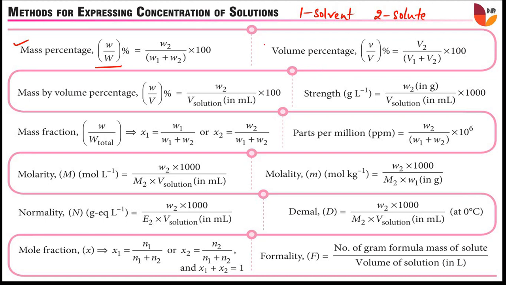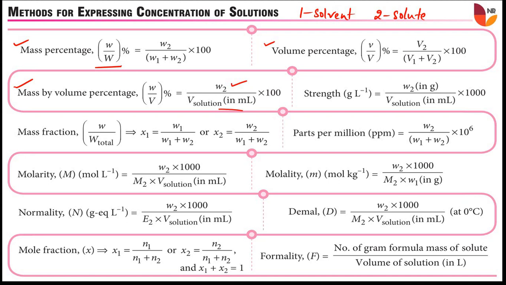And volume percentage is the volume of the solute divided by the total volume of the solution, or the components present in the solution. So that is V2 divided by V1 plus V2, into 100. And the next method is mass by volume percentage, where mass is W and volume is V. That is the weight of the solute divided by the volume of the solution in ml, into 100.